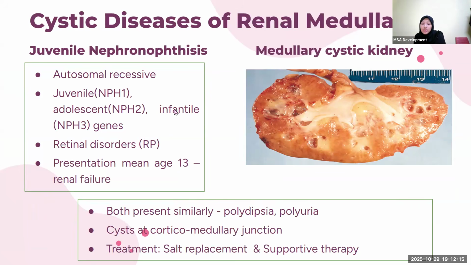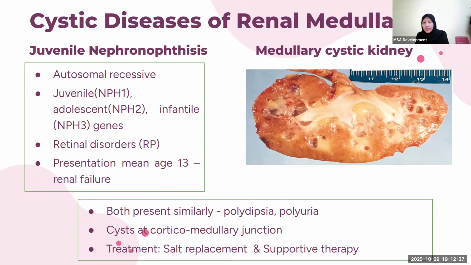The treatment for these two is mostly, you cannot reverse the genetic mutation, right? So it's most of the time just supportive therapy and replacing the salt that is lost. Because this person is having renal function impairment, polydipsia, polyuria, you would try to replace the salt that the person loses.